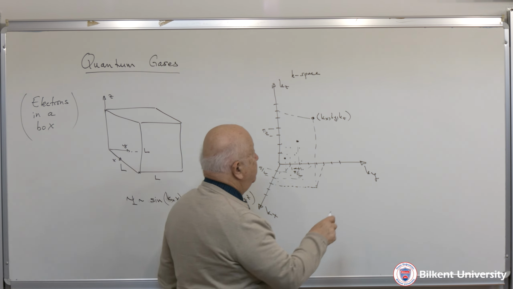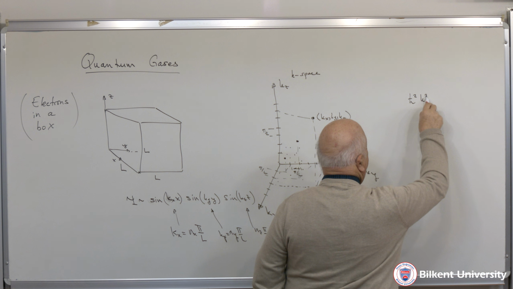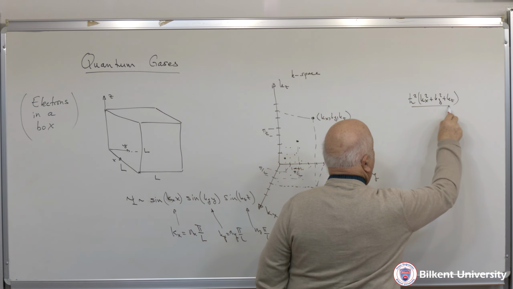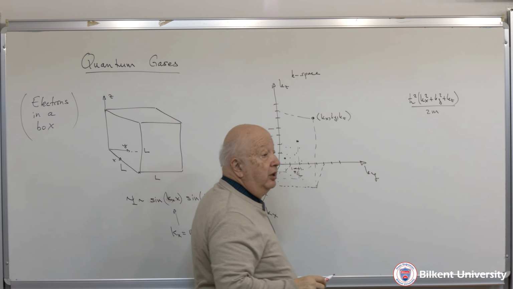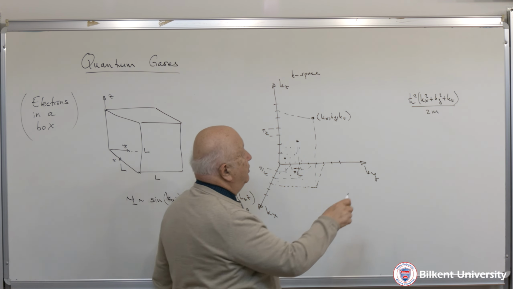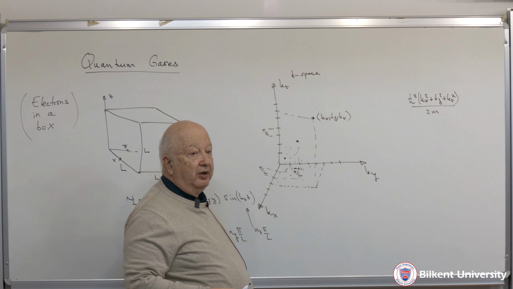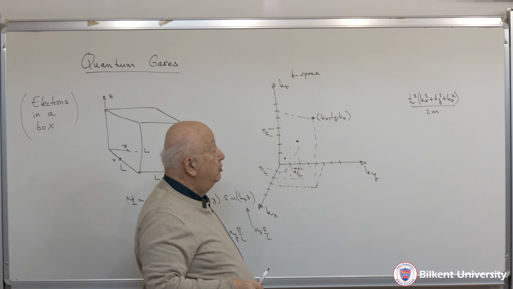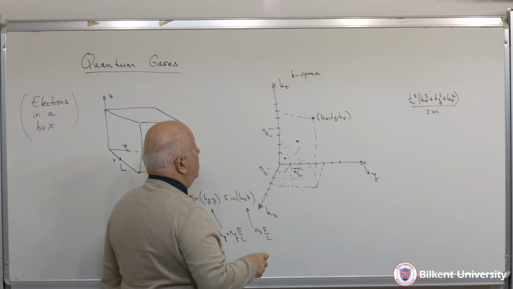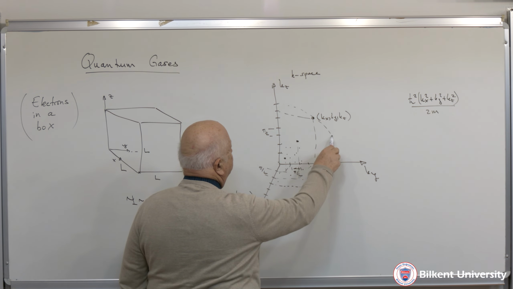Now the energy is going to be h bar squared times kx squared plus ky squared plus kz squared over 2m, right? So all particles that have the same kx squared plus ky squared plus kz squared have the same energy. So what does that correspond to geometrically? A sphere. It will be a sphere, right? So all particles that are on a spherical surface.